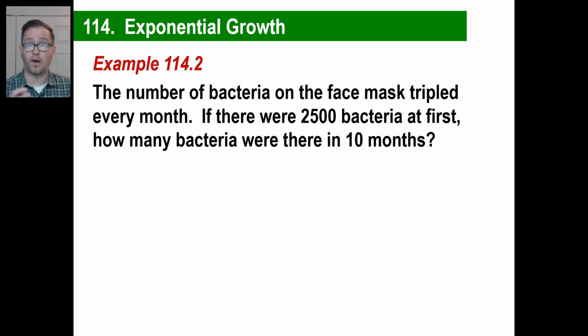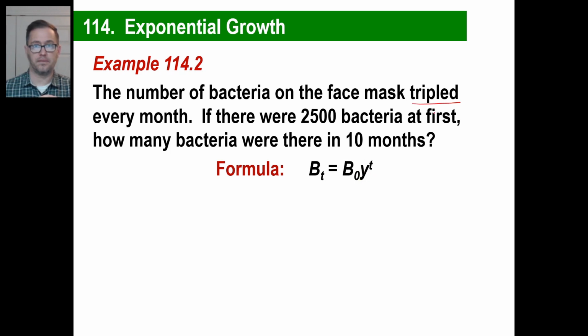Okay, let's do a practical example. The number of bacteria on the face mask tripled every month. If there were 2,500 bacteria at first, how many bacteria were there in 10 months? Nice. Okay. So let's take a look at this, all right? So our formula, we'll just say bacteria. The bacteria at whatever year we're looking for is going to be the same thing as the number of bacteria at 0, at the first starting point, which is 2,500. The y will be, what's that going to be? You tell me. That's the multiplier. Based on this problem, what's the multiplier going to be?